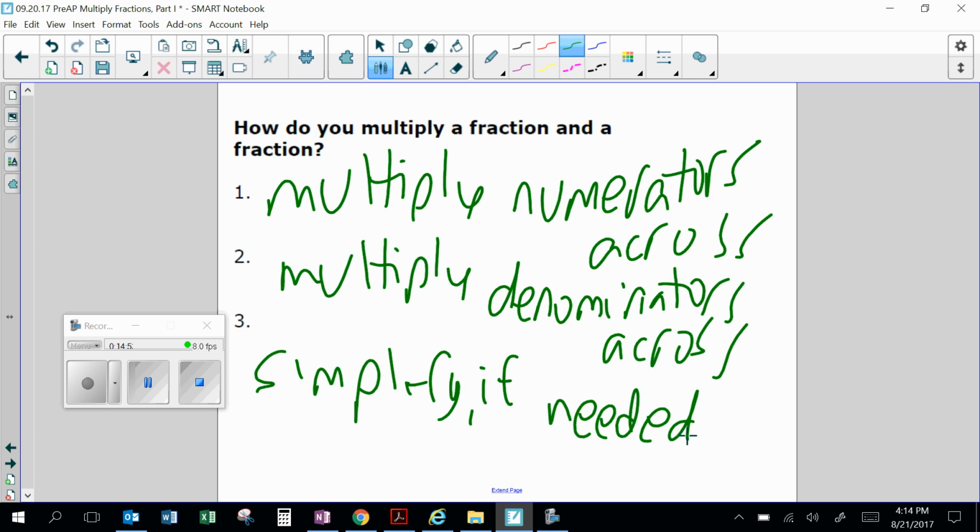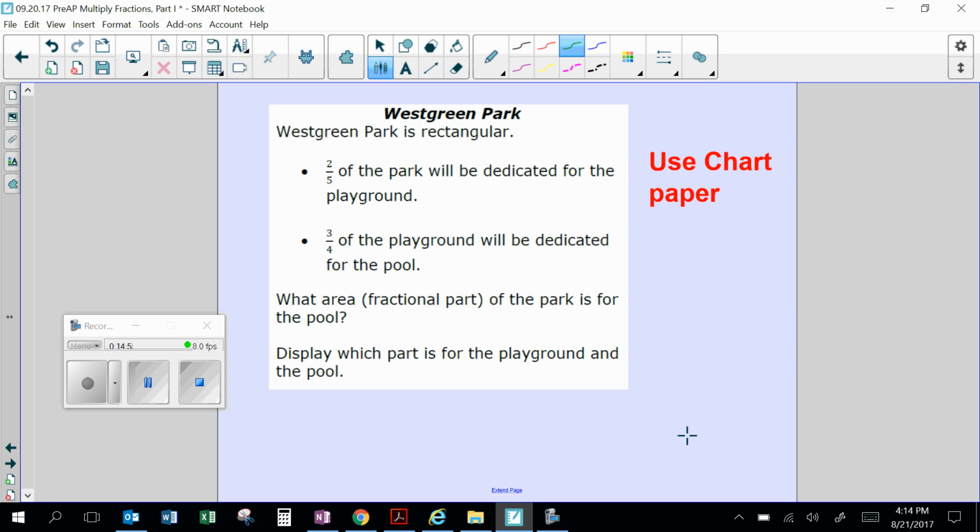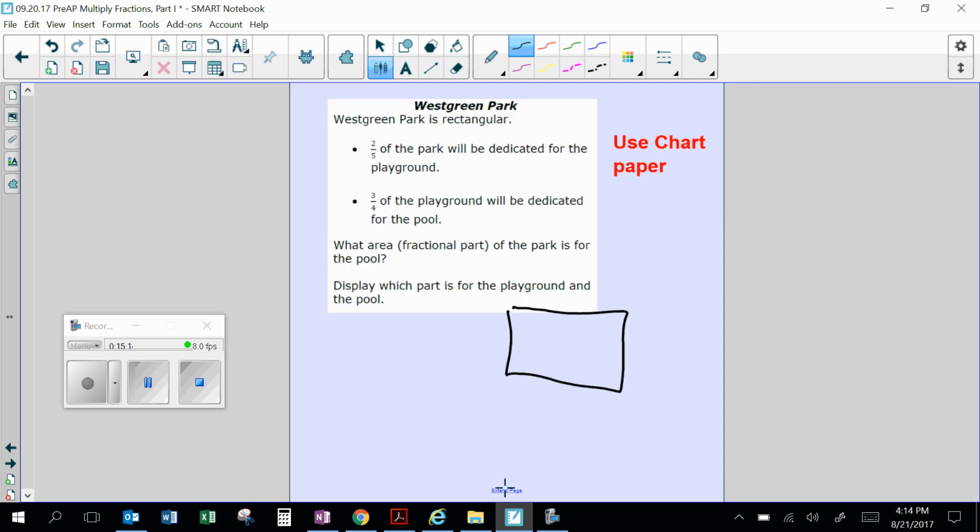In our last activity, you are going to be working in a group with chart paper. You are going to answer this question. What's Green Park? That is the park across from Walgreens. It's on West Green and Fry Road. It's rectangular. So let me draw a rectangular park. 2/5 of the park will be dedicated for the playground. So we're going to dedicate 2/5 of this park for a playground.